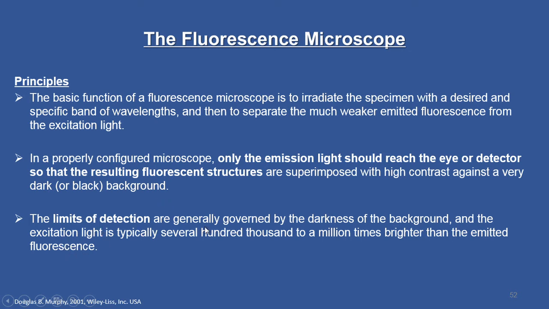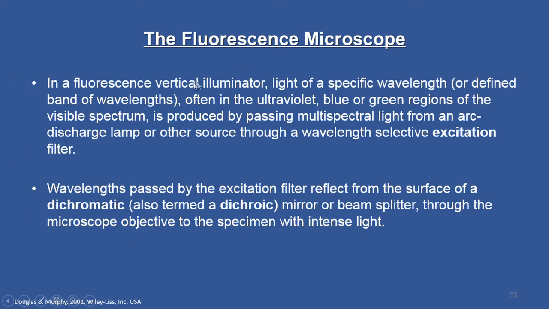The limits of detection are generally governed by the darkness of the background, and the excitation light is typically several 100,000 to a million times brighter than the emitted fluorescence. In a fluorescence vertical illuminator, light of a specific wavelength or a defined band of wavelengths, often in the ultraviolet, blue or green regions of the visible spectrum, is produced by passing multispectral light from an arc discharge lamp or other source through a wavelength selective excitation filter.